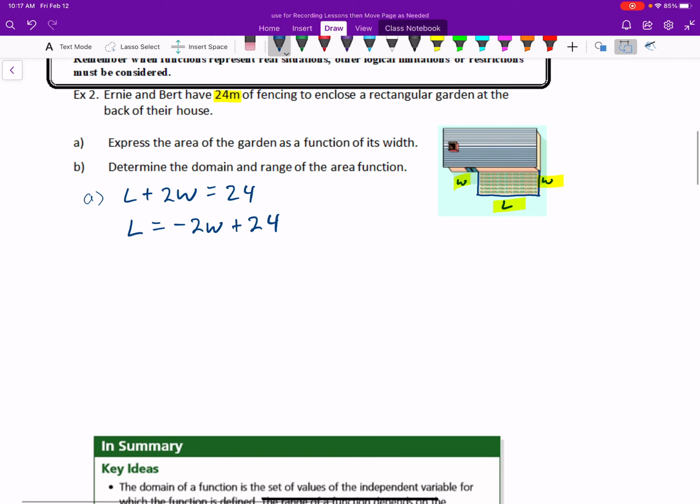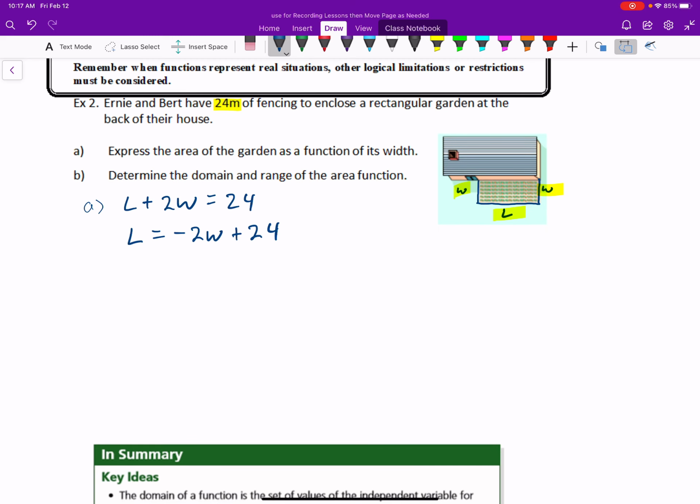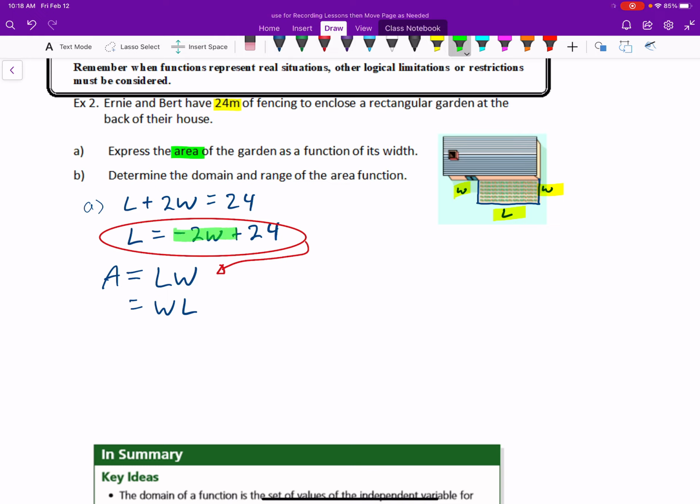The reason I did that is because what I'm being asked to find is the area of the garden. I know for a rectangle, area is equal to length times width. But I just calculated length in terms of width. Whatever the length is, it's equal to negative 2 times the width plus 24. So I can substitute that into this function. Length times width could be written as width times length, so I'll rearrange those and substitute negative 2W plus 24 in for L. Then I've got W times negative 2W plus 24.